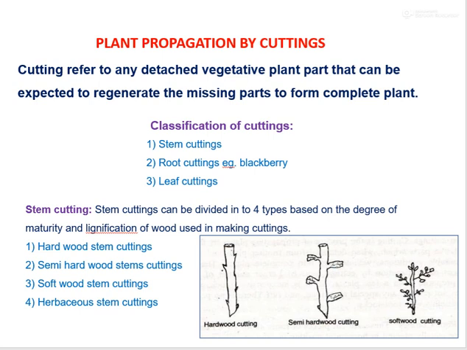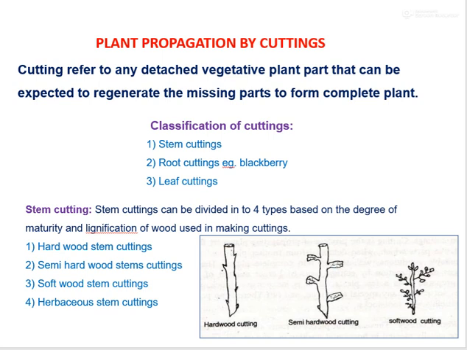plant. There is one main difference between cutting and layering. In a cutting, we first of all detach the plant part and place it in a media for root initiation. While in layering, first of all we initiate the roots on a stem or a plant part while it is still attached to the mother plant, and after root initiation we detach it from the mother plant.